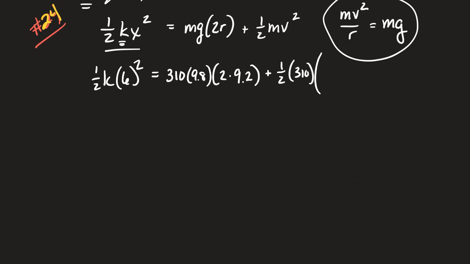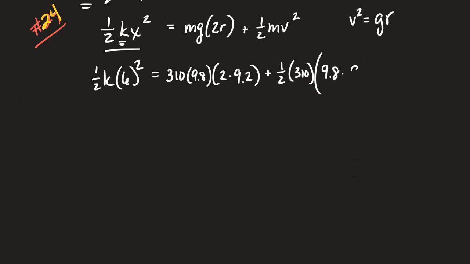All right, so here's the thing. I need to eliminate V. I'm not going to eliminate V, by the way. I'm going to eliminate V squared. So let's solve this for V squared real quick. V squared is going to be G over R, I believe. No, G times R. Sorry, didn't do my math right. G times R, which will be 9.8 times 9.2.